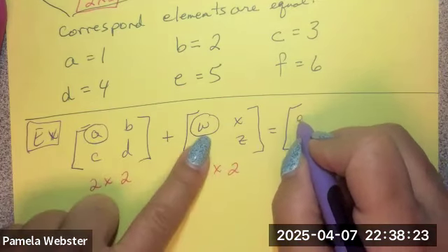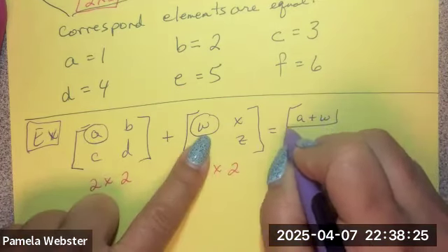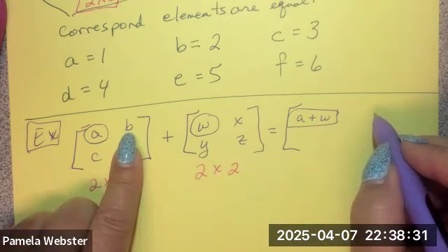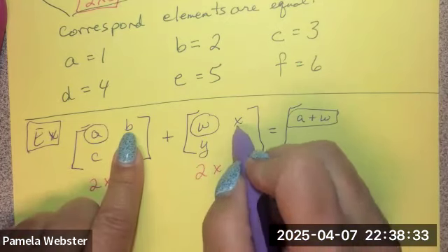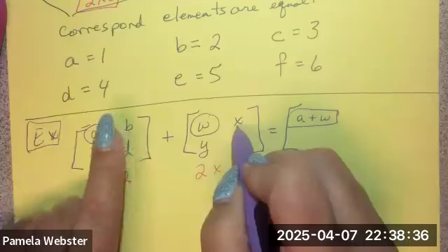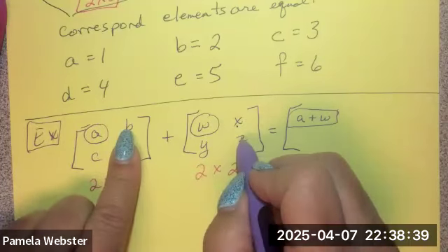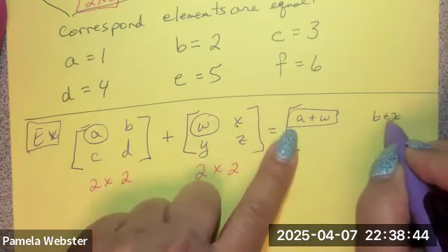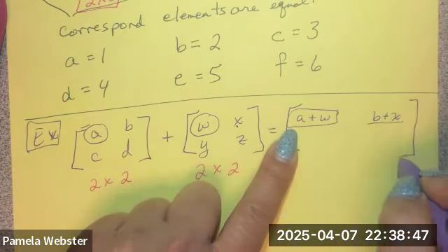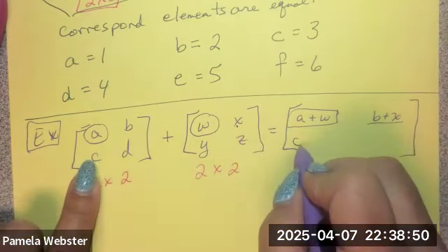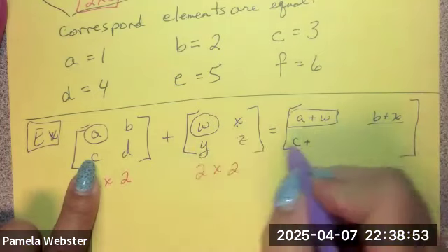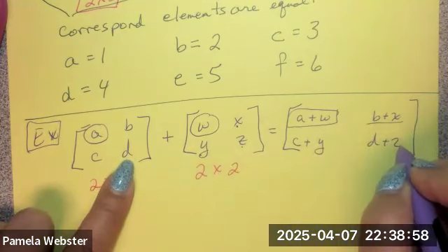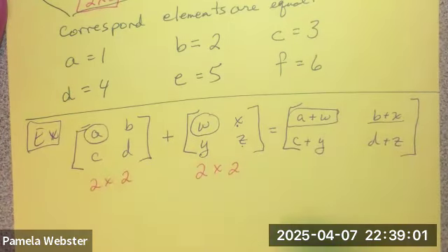So A plus W is going to go right here in the 1, 1 position. What do you think B is going to be added to? B plus X, right? Those are in corresponding spots. This is in the first row, second column, first row, second column. So my answer is going to go first row, second column, B plus X. Okay. What about here? It's going to be C plus what? C plus Y. Those are in corresponding positions. And D is going to be added to Z, right? Okay, so that's the idea.